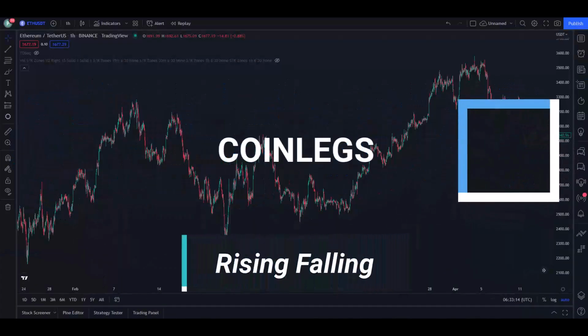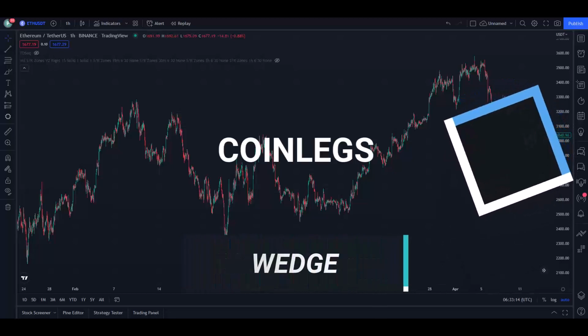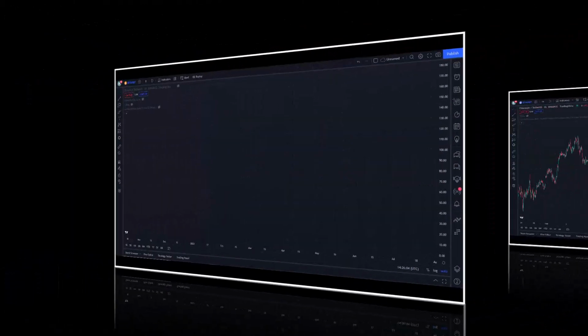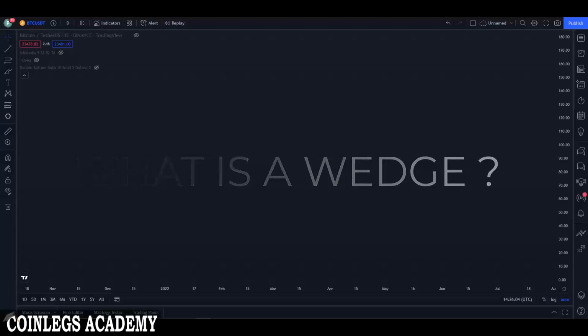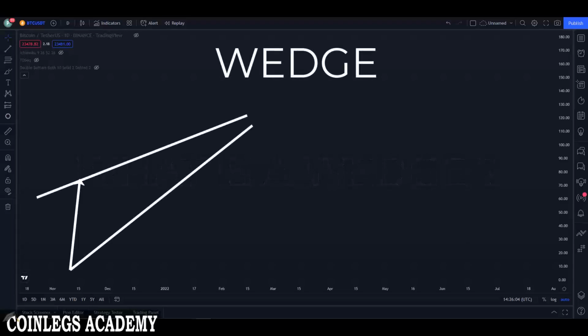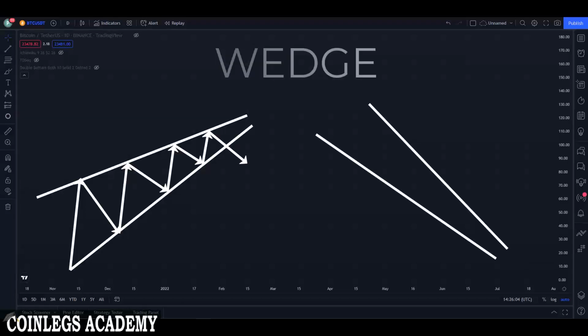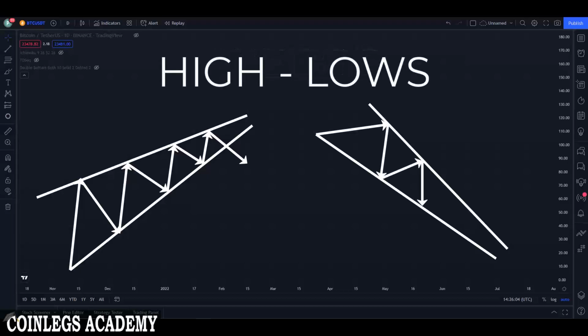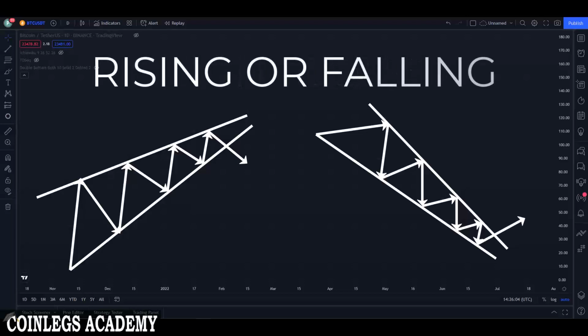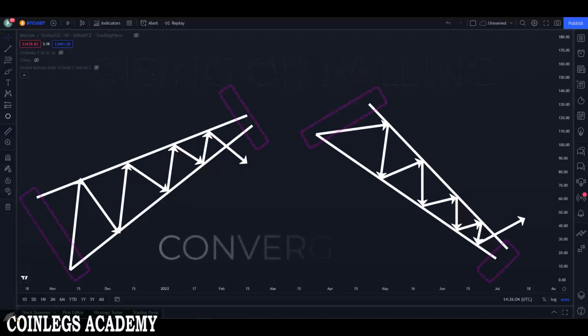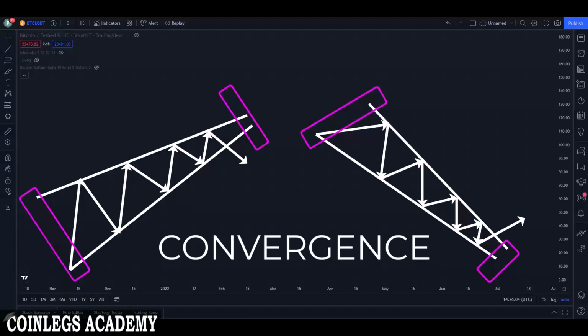Today we are going to learn rising and falling wedge. What is a wedge? A wedge is a price pattern formed by converging trend lines on a price chart. The two trend lines are drawn to connect the respective highs and lows of a price. The lines show that the highs and the lows are either rising or falling at differing rates, giving the appearance of a wedge as the lines approach a convergence.